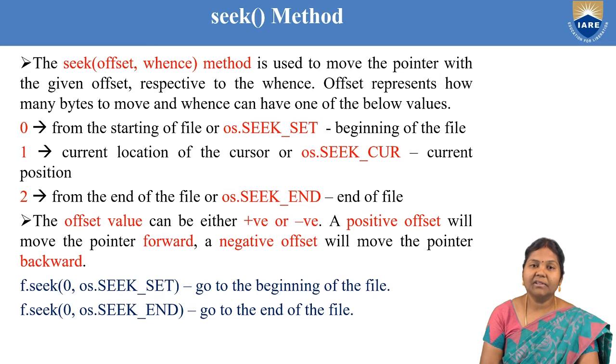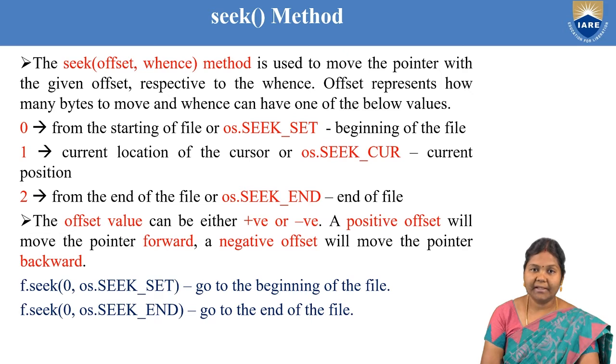Similarly, if you mention the whence value as 2, it means that your file pointer is at the end of the file. Or you can also write os.SEEK_END. From there, you can move either forward or backward. So, the offset value you should write is either positive or negative. A positive offset will always move the file pointer in a forward direction, and a negative offset will move the file pointer in a backward direction.